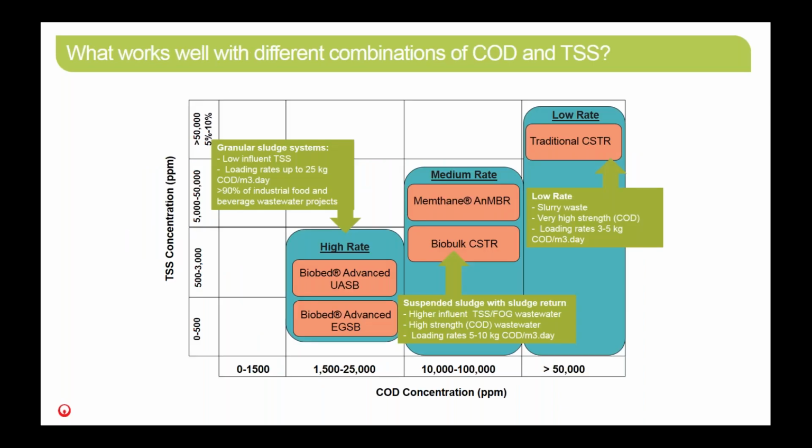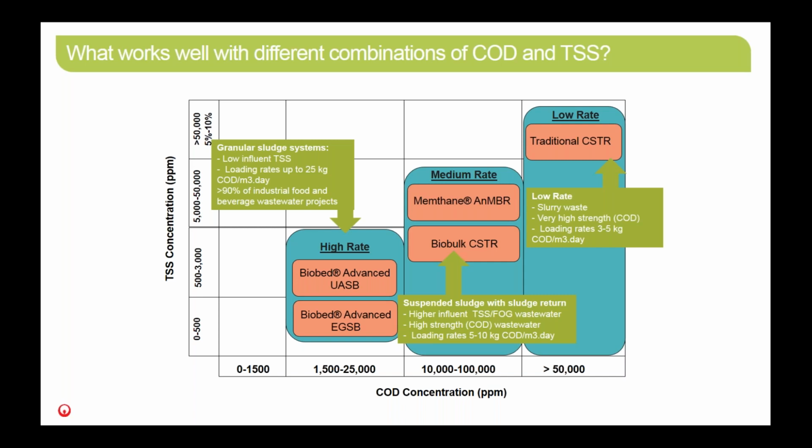So where do we use these technologies? Typically, the high rate technologies are used on low TSS influents. Typically, the TSS is less than 1,000 to 1,500 ppm, most times below 500 ppm, and with CODs up to about 25,000 milligrams per liter. A high rate system is for soluble COD reduction. The influent TSS really just passes right through the system, so it only removes the soluble fraction, typically about 80 to 90%. In the food and beverage industry, around 90% SCOD reduction is what we see.